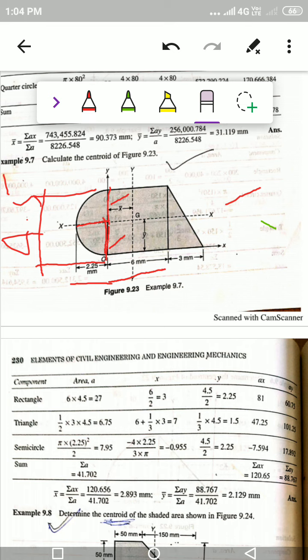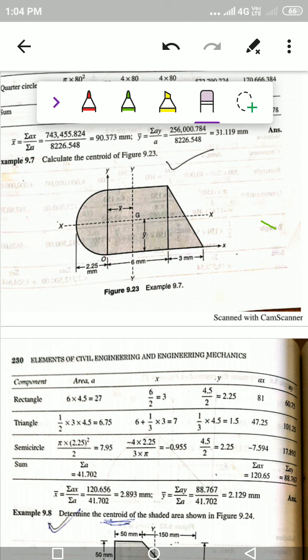After that, you have to do the same thing. First you have to consider the rectangle, the first geometrical figure. Here you can observe that x and y are the reference axes. With respect to these x and y, the green line, you have to calculate the centroidal values. So that is the reference axis. Now the dotted line indicates the centroidal axis.